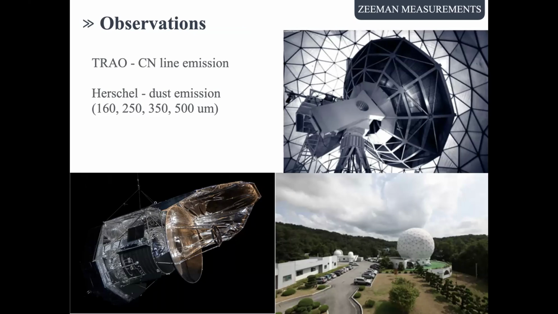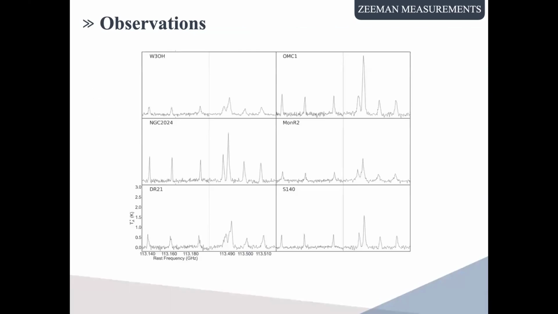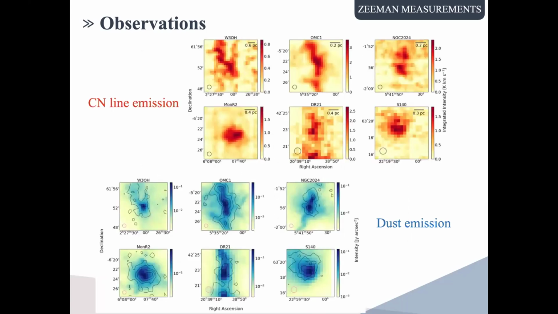Anyway, I made CN maps toward six high-mass star-forming regions and compared them with the dust emission obtained by Herschel. So these are the CN lines. They have seven hyperfine lines, and among them, we chose the most optically thin line to compare with the dust emission. That is this hyperfine component. This is the integrated intensity map of CN, and this is the dust emission map.